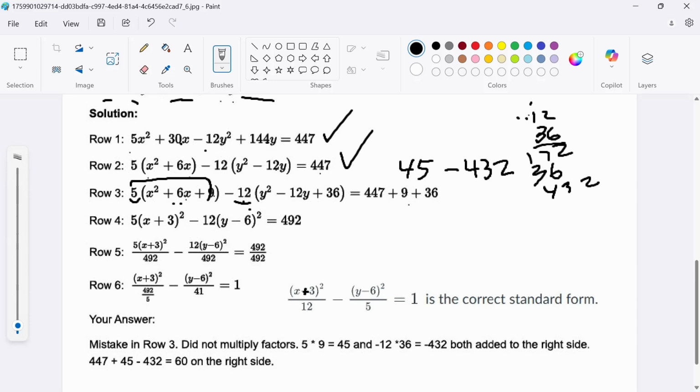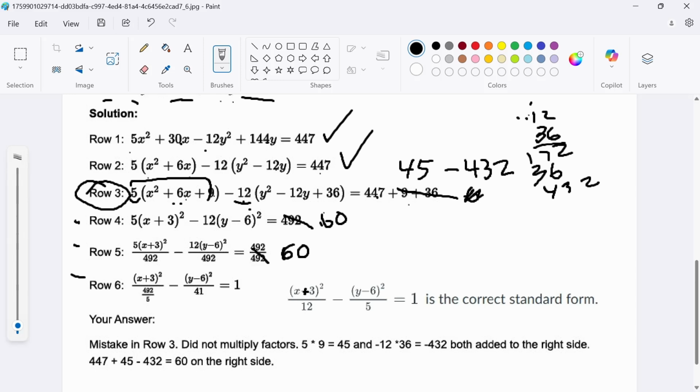So on the right-hand side, it should be 447 plus 45 minus 432, which is 7 and 5 is 12, 4 and 4 is 8, 9. So 492 minus 432 is 60. So it's 447 plus 45 minus 432. That's literally what that line should be, and that should be equal to 60. Now, each one of these rows contains the same mistake, but this row 3 is where the mistake was made.